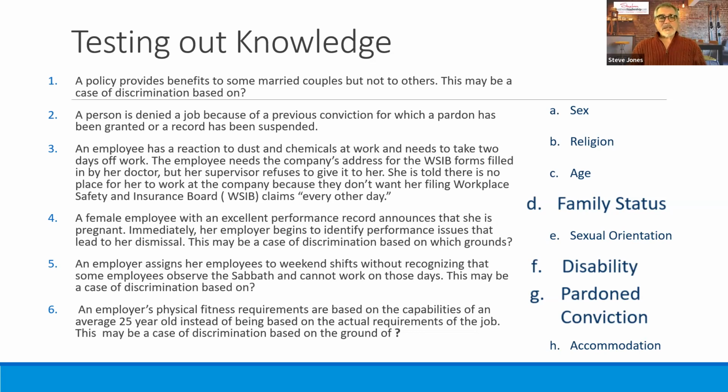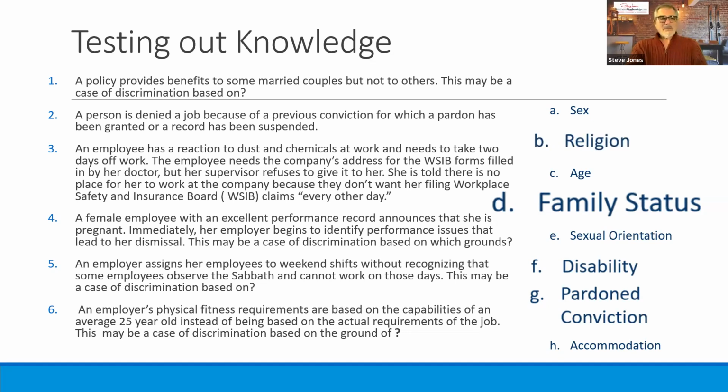A female employee was an excellent performer and announces that she's pregnant. Immediately, her employer begins to identify performance issues that led to her dismissal. Boy, that's not good. That's a stupid employer. And of course, that is based upon family status again. An employer assigns employees to weekend shifts without recognition that some employees observe the Sabbath. So of course, we've gone through 2 or 3 examples of that already.